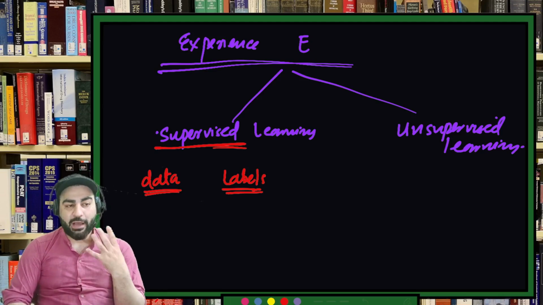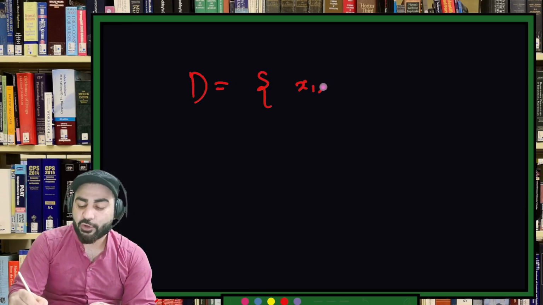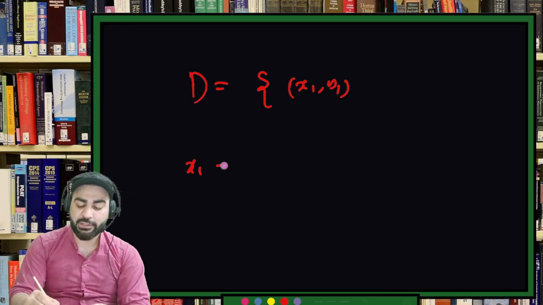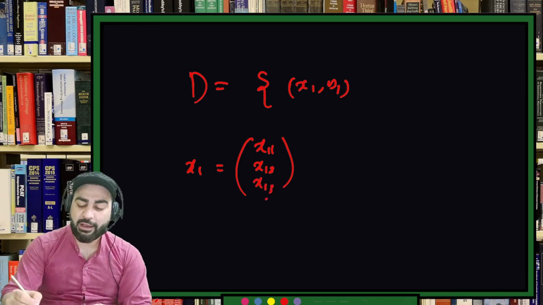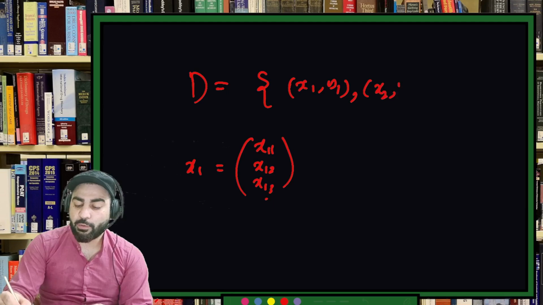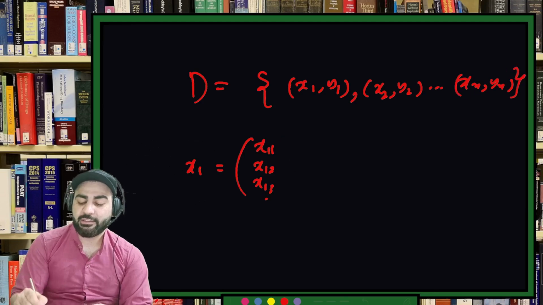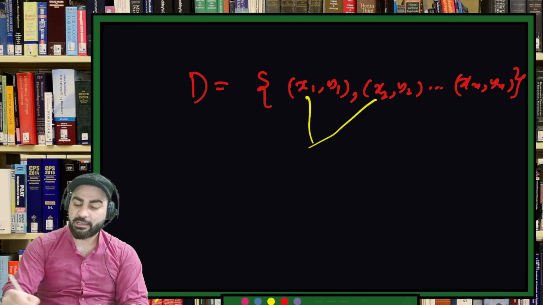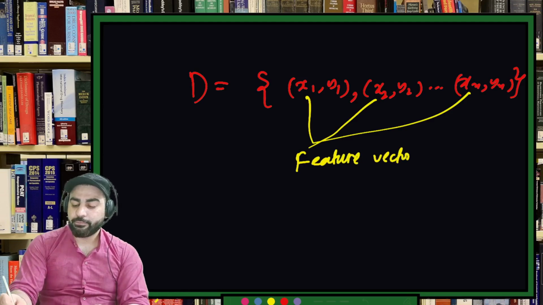So if I have data D like this, each point will be x1 comma y1. x1 is all the features, so x1 can be a vector of features. It can be like x1_1, x1_2, x1_3, something like this. So I have x1, y1, x2 comma y2, and so on till xn comma yn. So this is my data set. These are my feature vectors, and these are my labels.